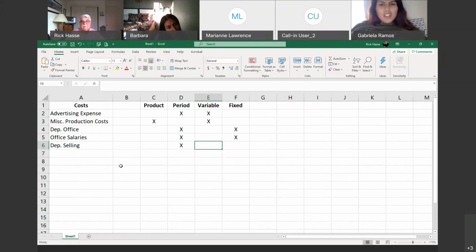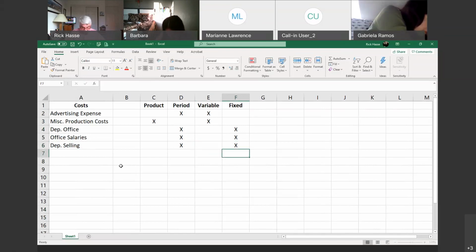Depreciation expense on selling equipment, how would that be a variable cost? Remember, variable costs change with volume. It'll go up or down depending on how much you produce. Does depreciation ever change? No, sorry, Professor, you're right. That's okay. Fixed cost. That's good. Fixed cost. Good.